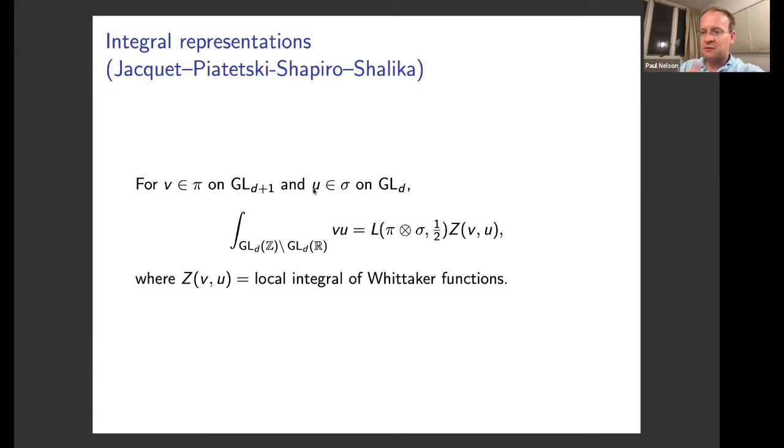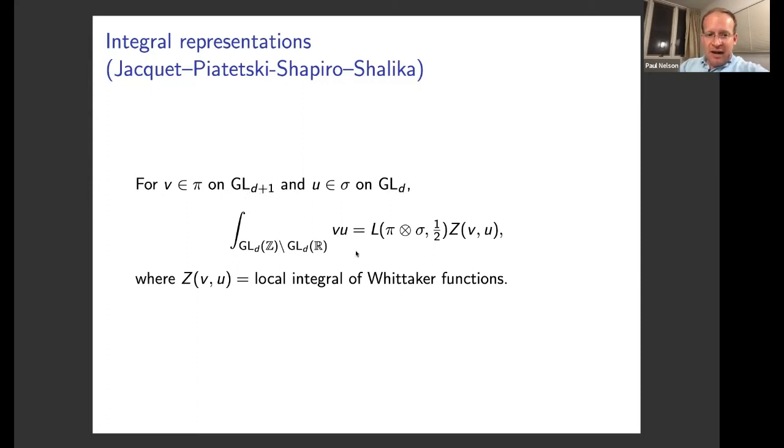More generally, you could take things of, say, higher weight in some sense that are not K invariant, they're not spherical, or you can work with general smooth vectors. So sphericality won't really show up in our discussion here. For general vectors and general pairs of, let's say, cuspidal automorphic representations, you can write down this integral of their product over the common domain, GLD of R mod GLD of Z. Here GLD is the upper left block of GLD plus 1.